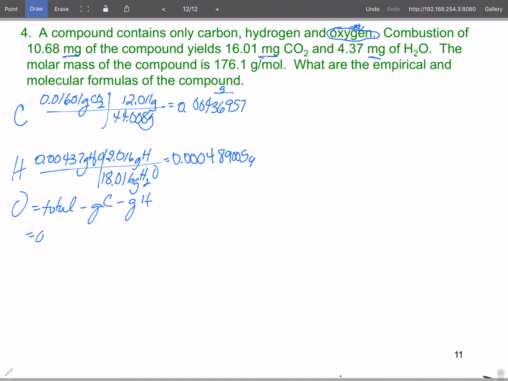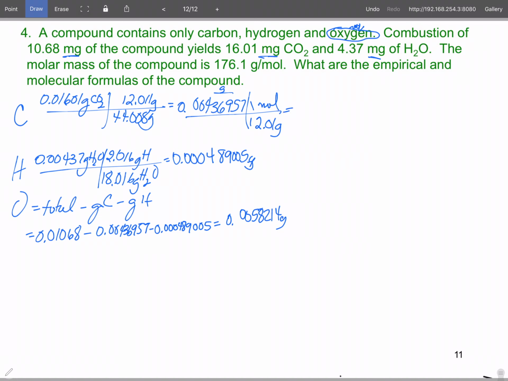So in this case, we have 0.01068 minus 0.0043697 minus 0.000489005 grams. Okay, which means that with the oxygen we get a whopping 0.0058214 grams. Wow. Okay, so let's go back up here, and we've got 12.01 grams per 1 mole.